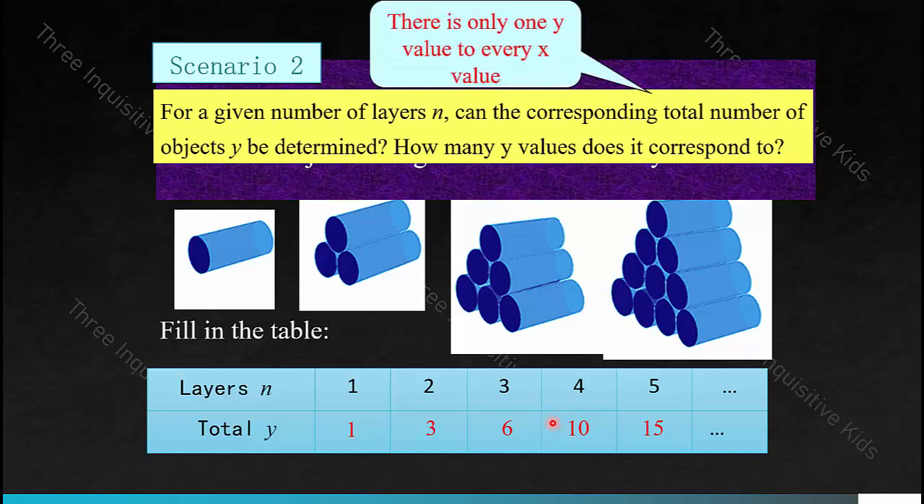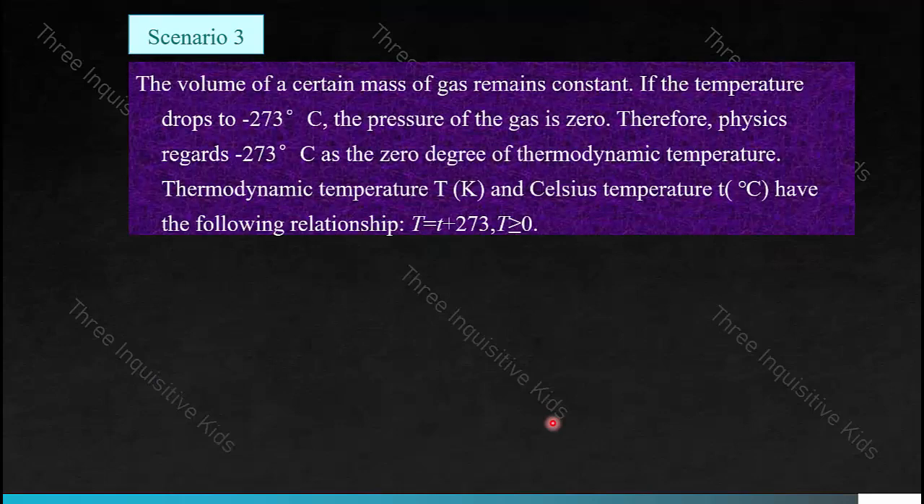So the answer is there is only one y to every x value. For every input value, there is one output value. So let's look at our final scenario. The volume of a certain mass of gas remains constant. If the temperature drops to negative 273 degrees Celsius, the pressure of the gas is 0.